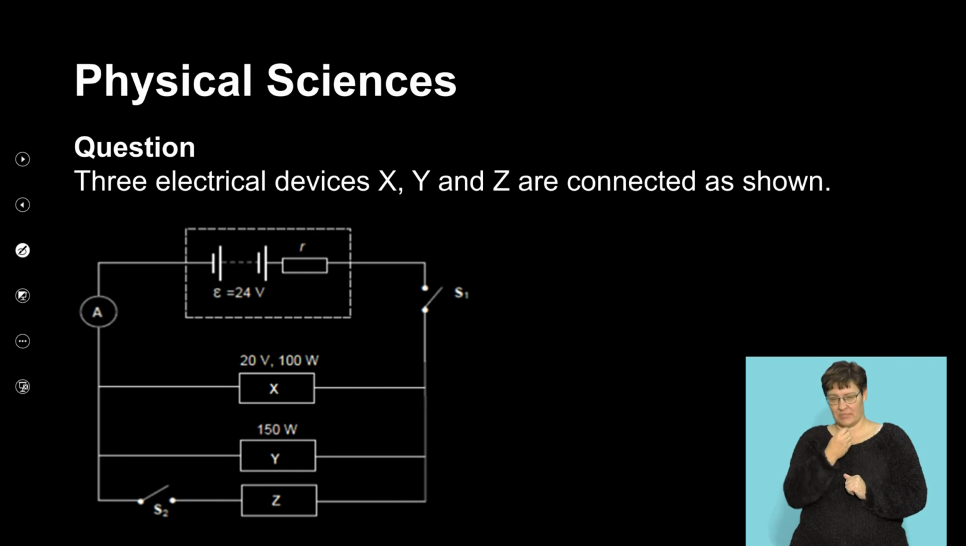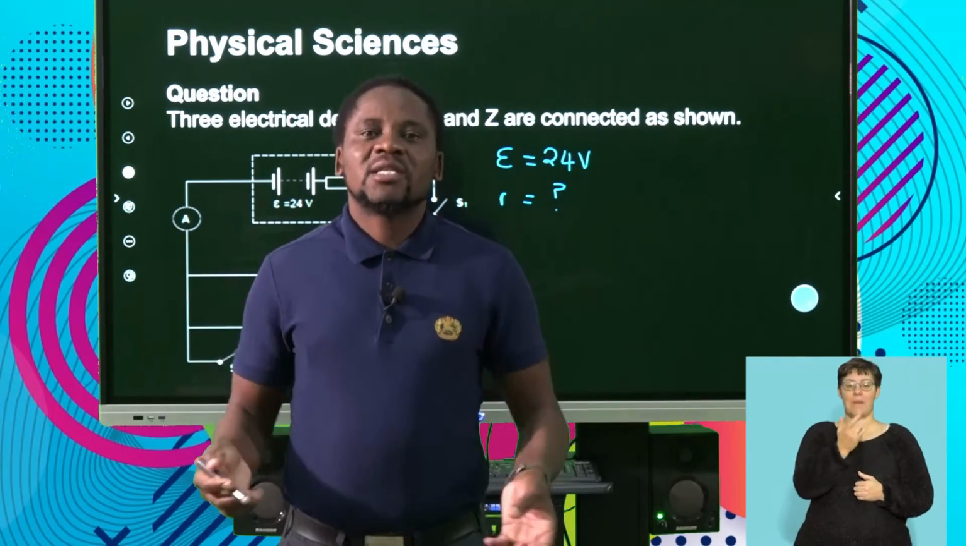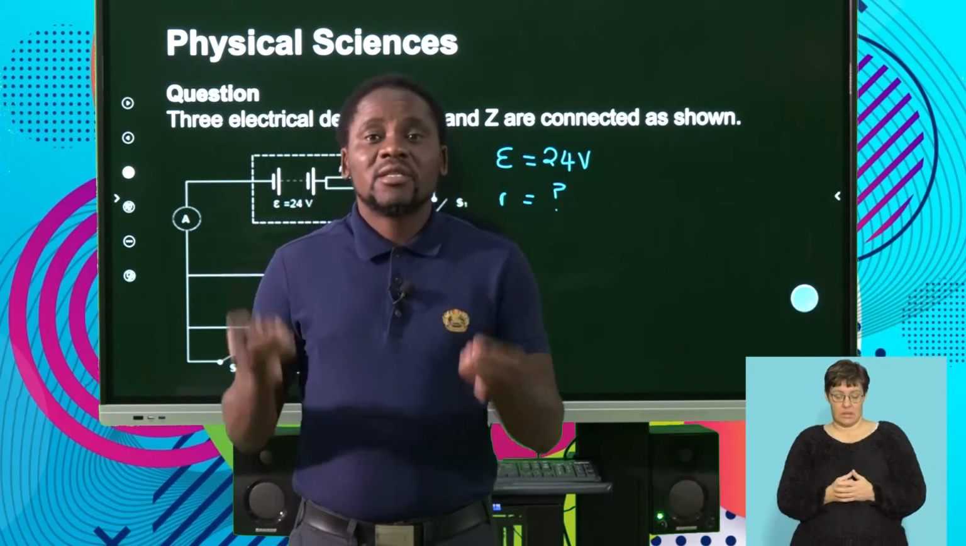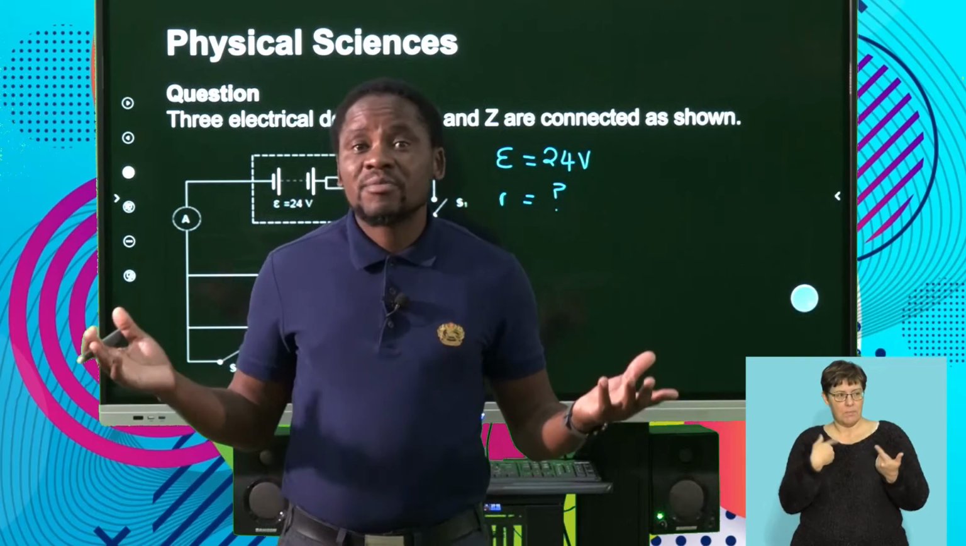So from this circuit, we can immediately extract some of the very important information in terms of the EMF, which is given, in this case, it's 24 volts. Right, and also we can immediately extract from the circuit that the internal resistance of this circuit is unknown. So if r is unknown, we cannot assume that the battery has negligible internal resistance. So what this suggests to us is that the battery does have some internal resistance. However, it is unknown.